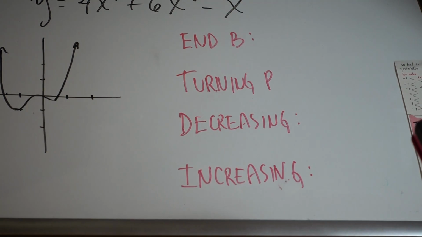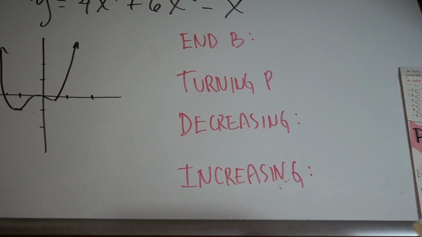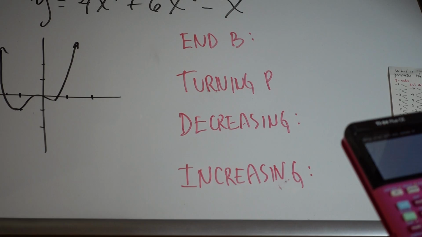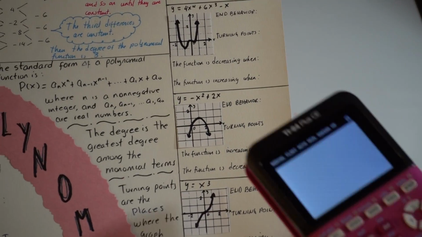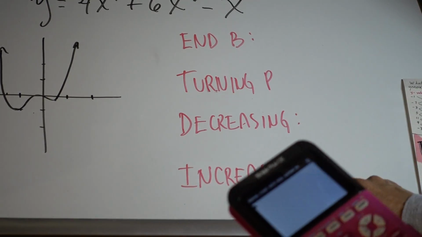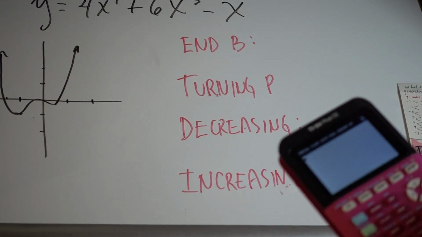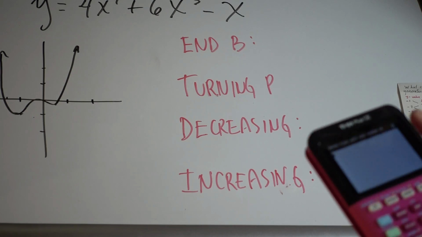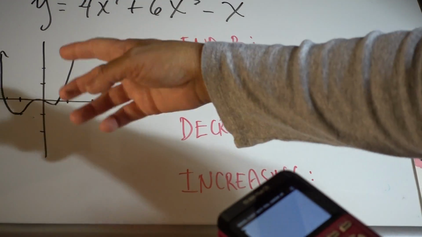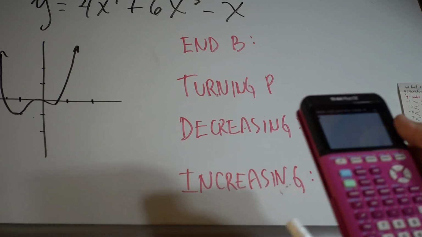The polynomial function is 4x to the fourth plus 6x cubed minus x. The sketch of the graph is given, and the problem was given as well. I just sketched it real quick in this display. We're going to find the end behavior, which is how the graph is behaving at the very left and the very right of the graph.